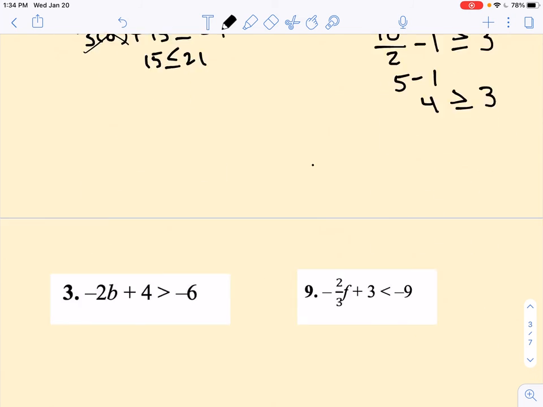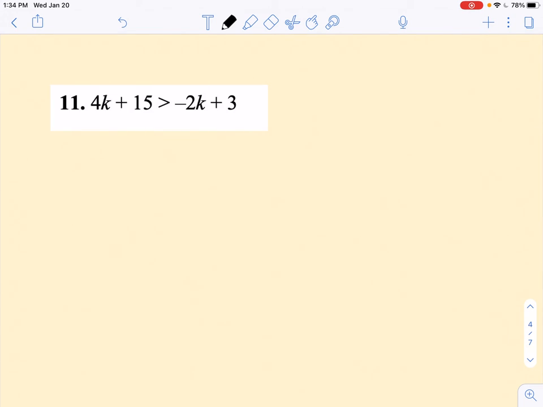Let's look at one more really quick. So this is an example where you have the variables on either side. All you have to remember for these is to get your variables on one side of the inequality and your constants on the other side. I try to do it so that I get the variables on the side where they can stay positive. The way you do that is you look at which side has more, and then move the others over by that. So there's 4k over on the left side, and then there's negative 2k on the right.